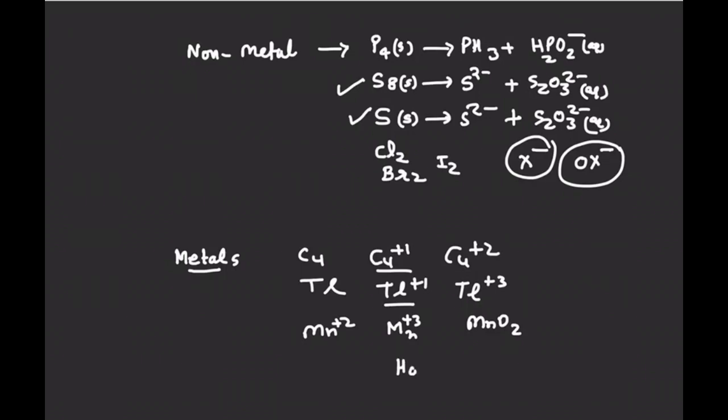We can also say that mercury can go. Mercury is present in plus 1 oxidation state as Hg2 2 plus. It can be converted into Hg2 plus and mercury. So mercury can undergo a disproportionation reaction. So the point is, the metals which can show variable oxidation state can undergo disproportionation reaction.